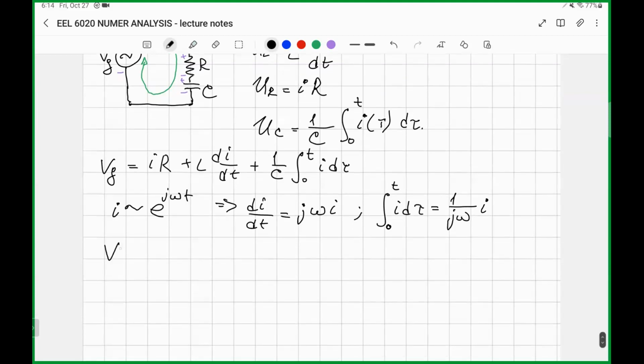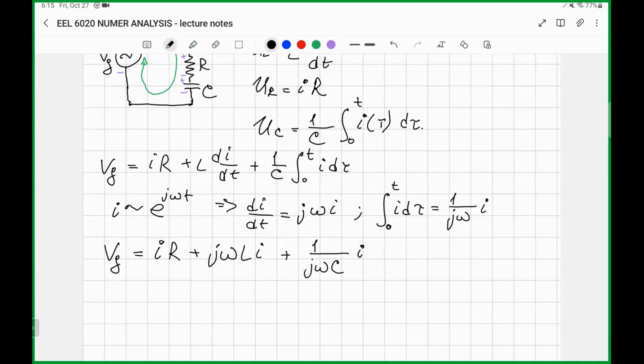so I plug all this into the formula for the voltage drop of the generator, and I get IR plus jωLI plus 1 over jωC I.